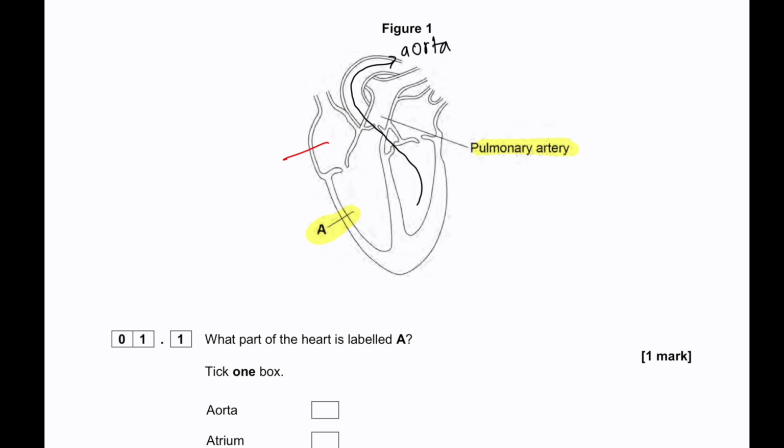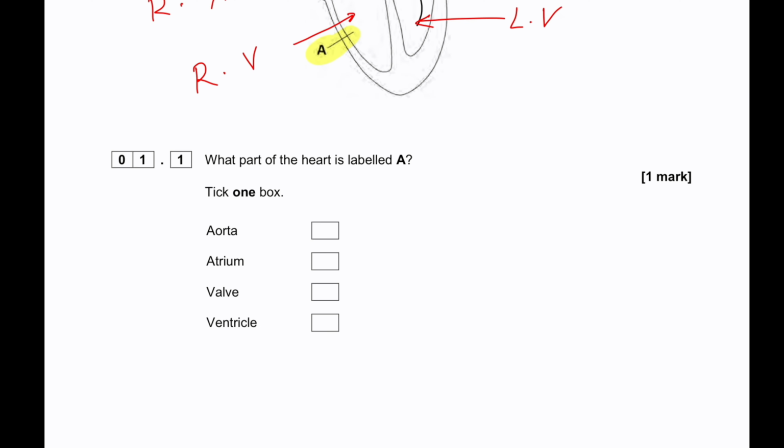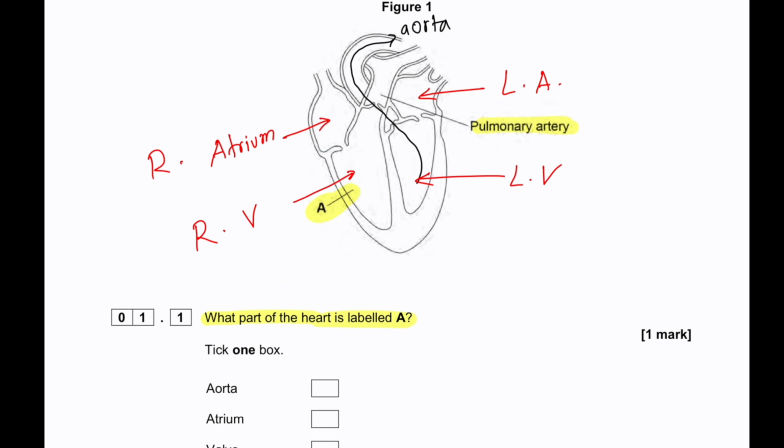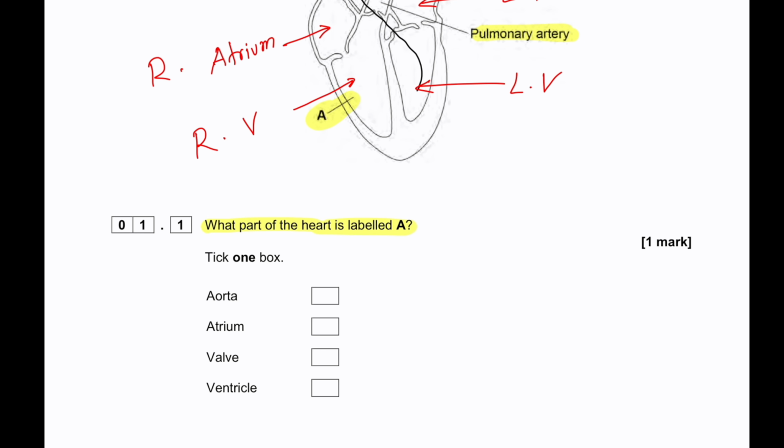Then we have the upper portions, the two chambers, which are the atriums. Now, since the heart is a mirror image, this will be the right atrium and this will be the left atrium. And the bottom portion will be the ventricle. So in this case, this will be the right ventricle and this will be the left ventricle. All right. So the question says which part of the heart is labeled A. So we already know which one is the aorta, which one is the atrium. So yes, none of them are the correct answer.